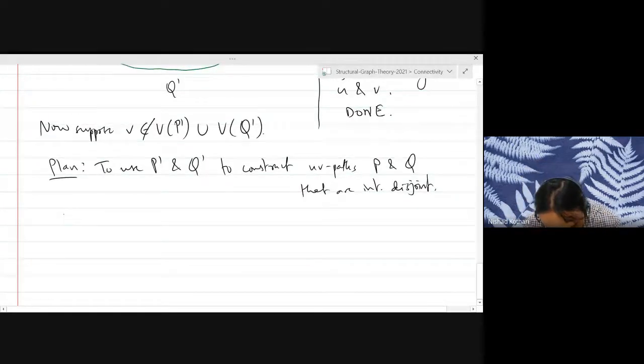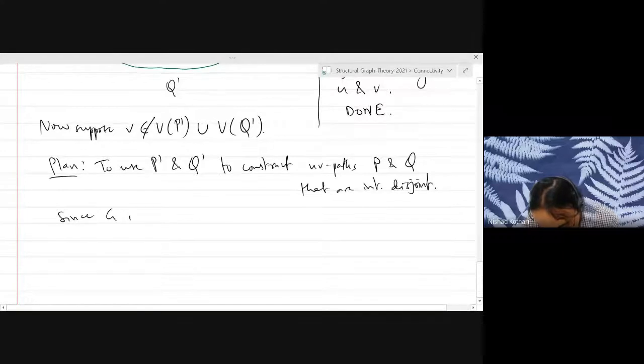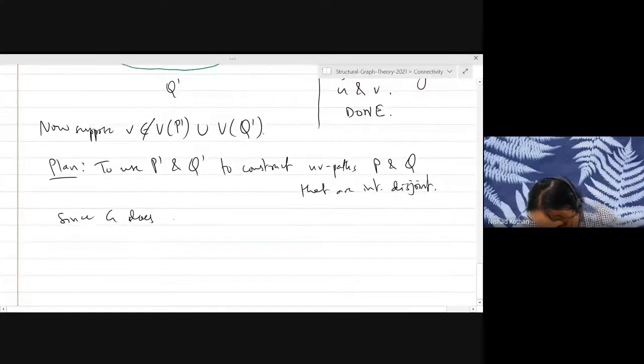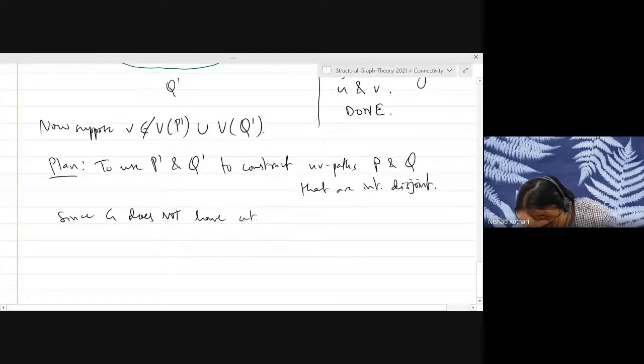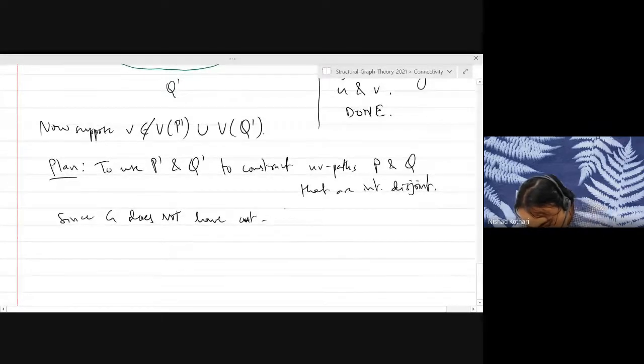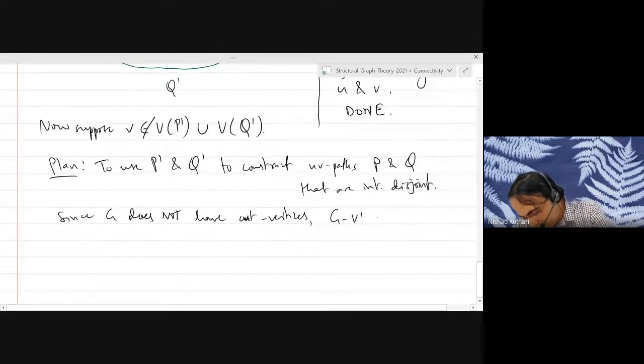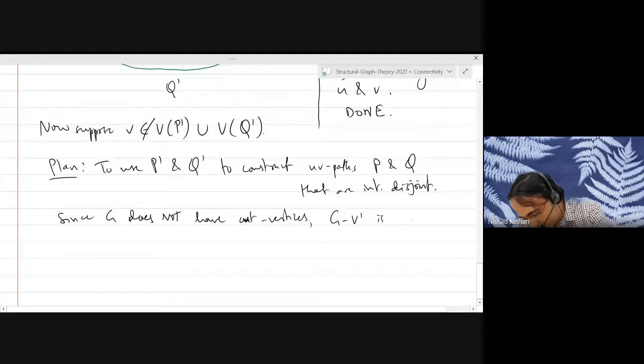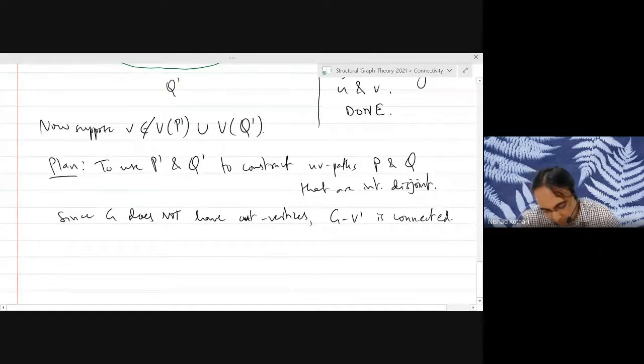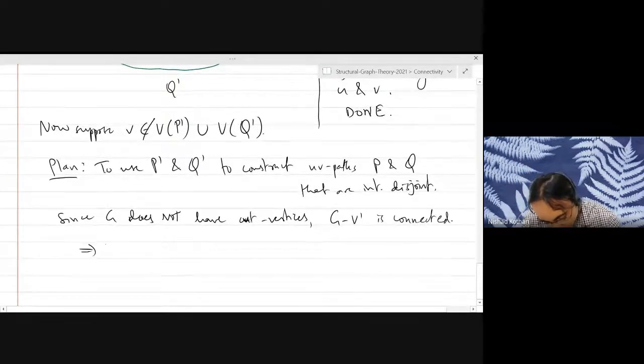Since G does not have cut vertices, the graph G minus V prime is connected. This implies that there exists a UV path R prime in the graph G minus V prime.